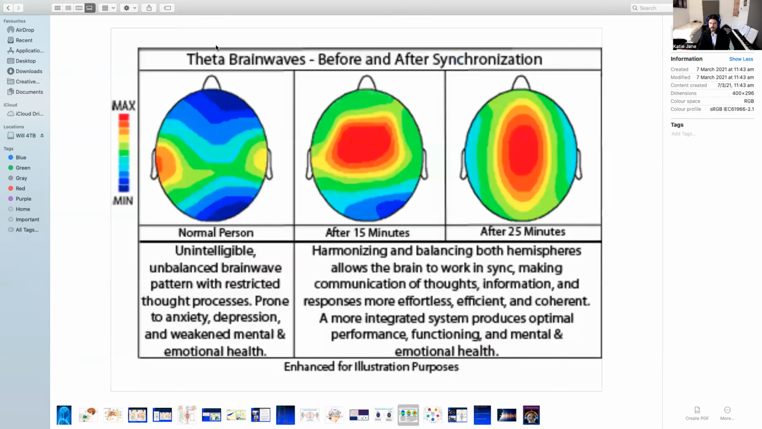So we have another little image here which represents the same thing. So this is theta brainwaves before and after synchronization with binaural beats. We see here again quite scattered, low amplitudes here, so not a lot of activity happening here. Most of the electrical activity is happening over here, a bit over here. So you can see that's not very cohesive. After 15 minutes, we have this pattern starting to emerge, and then after 25 minutes, we have this beautiful, perfect synchronization and symmetry.